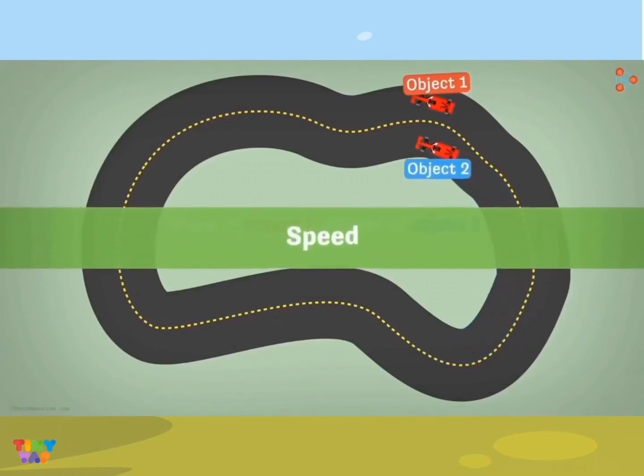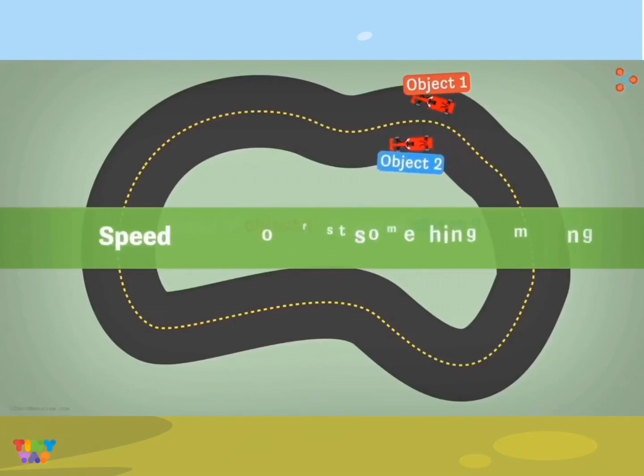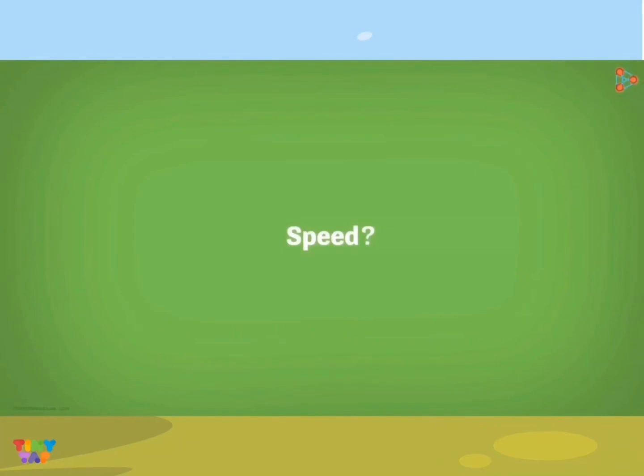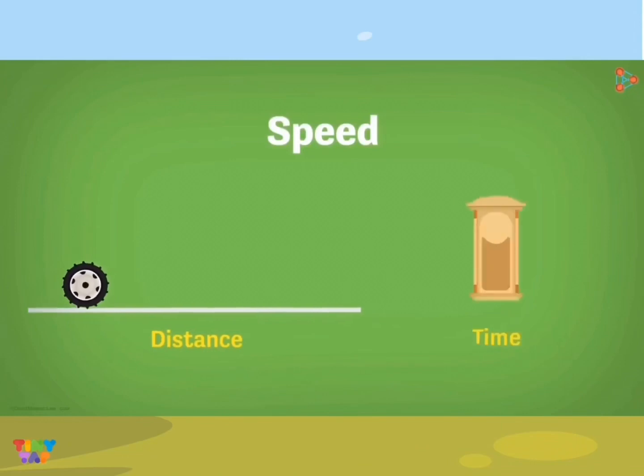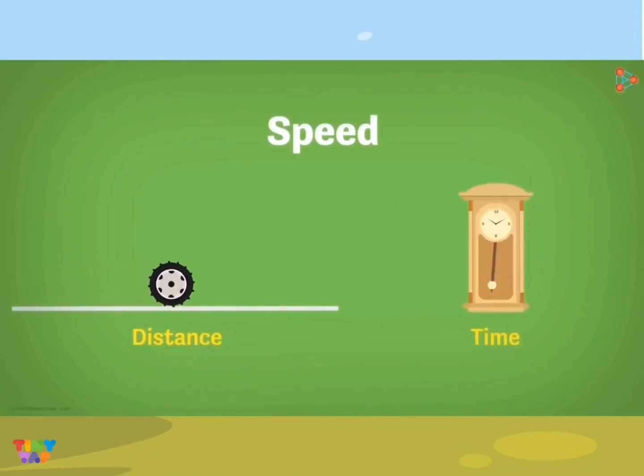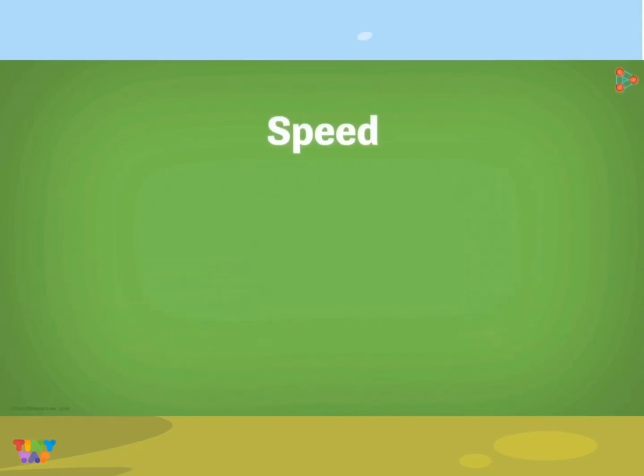We can say that speed tells us how fast something is moving. But how to define it? In order to know the speed of an object, there are two things we need to know: the distance traveled by the object in motion and also the time that it takes to complete that distance.